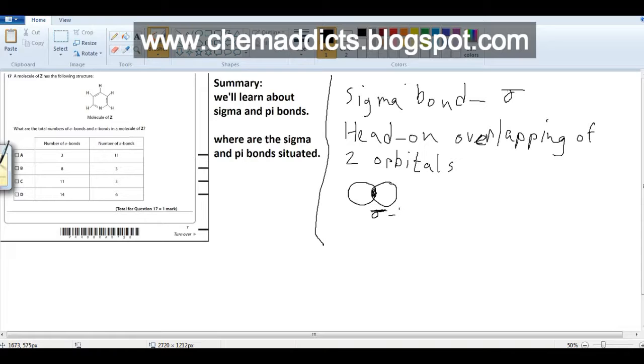So this is called sigma bond. Two s orbitals join together to form a sigma bond, and a sigma bond can form in another way around: one s orbital joining with a p orbital.